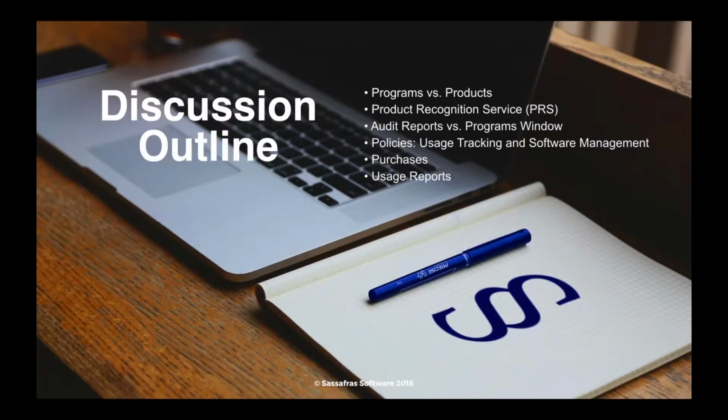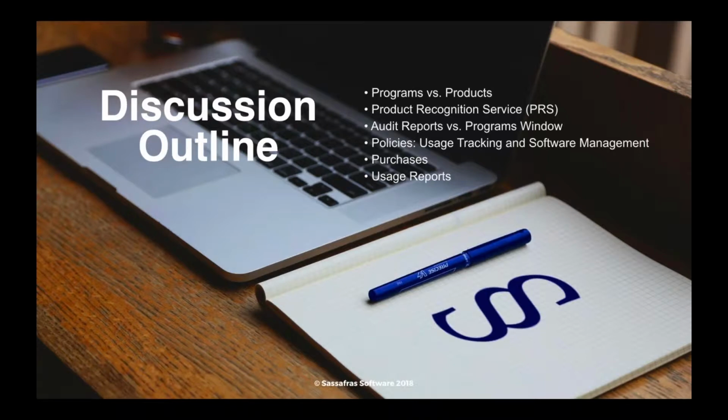So this is our quick outline here. First step, we're going to talk about the difference between a program and a product within the KeyServer, and then we'll dig a little bit deeper into the programs as well as the products windows and details windows. Then we'll go into the product recognition service, what it is, how it works in relationship to your local KeyServer, and what you can do to make use of that. We'll talk about manual products as well.